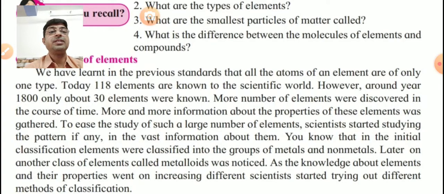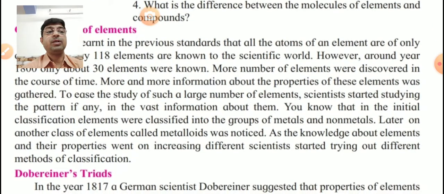To ease the study of such a large number of elements, scientists started studying the pattern, if any, in the vast information about them. You know that in the initial classification, elements were classified into groups of metals and non-metals only. Later on, another class of elements called metalloids was noticed. As the knowledge about elements and their properties went on increasing, different scientists started trying out different methods of classification.